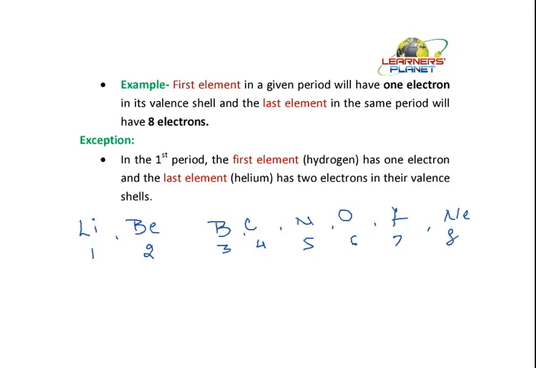So the first element has how many electrons? 1, whereas the last element has 8. But here again it's an exception, students. In the first period, the first element, hydrogen, has 1 electron, and the last element, helium, has 2 electrons in the valence shell. This is an exception. The rule says the first element has 1 electron and the last element has 8 electrons, but the exception here is hydrogen and helium.